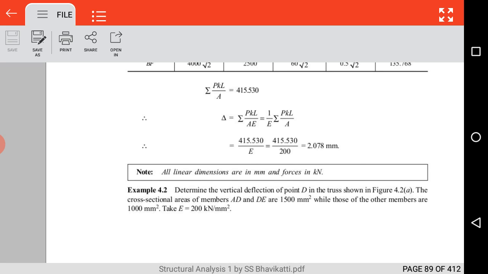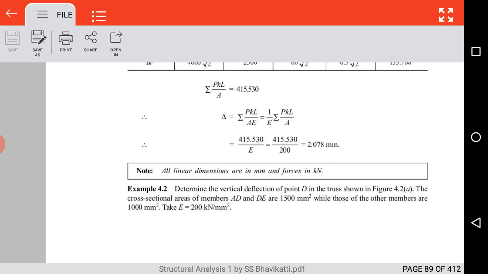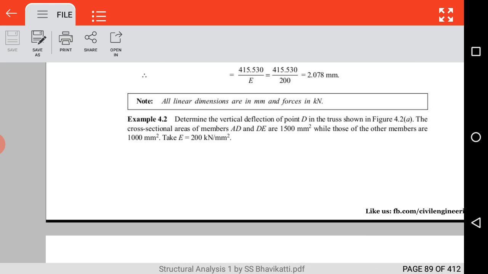In the same way, let us solve another problem. The problem states: determine the vertical deflection of the point D in the truss as shown in the figure. The cross-section area of the members AD and DE are 1500 mm square, while those of the other members are 1000 mm square. Take Young's modulus E equal to 200 kilonewton per mm square.